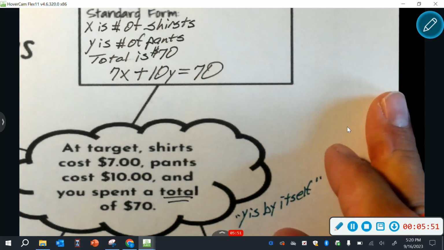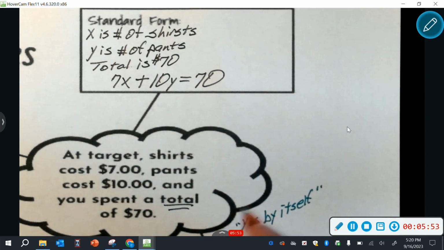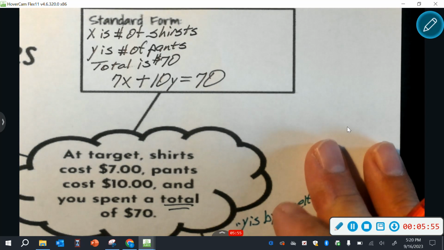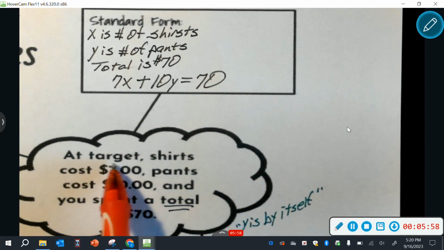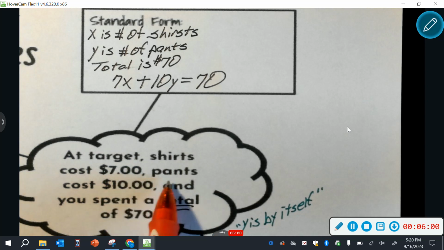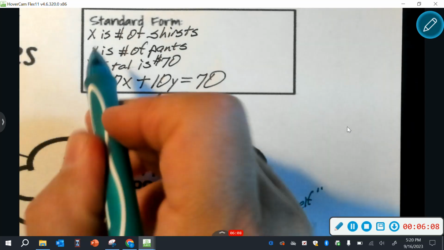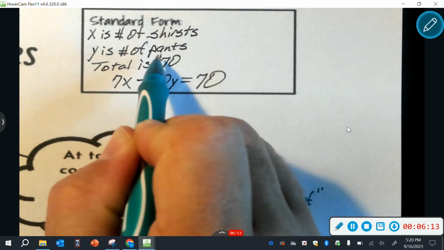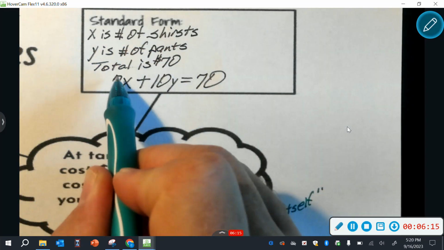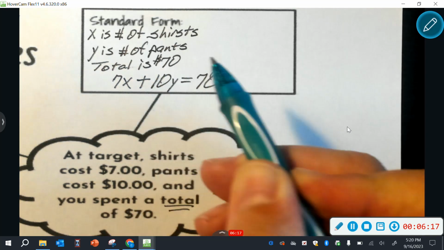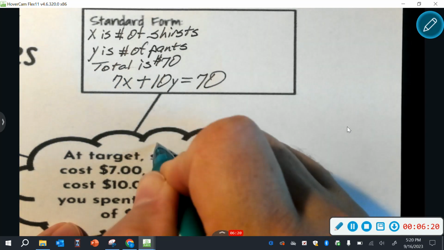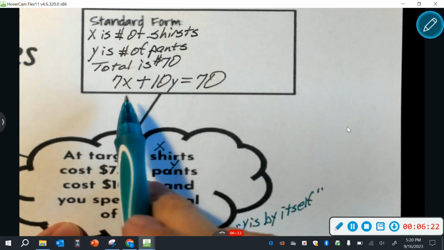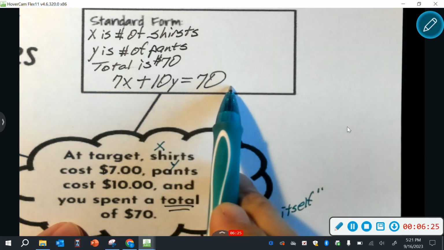Okay, so here is the next one. This is on the right side of your notes page. At Target, shirts cost $7, pants cost $10, and you spent a total of $70. So if I go up here, notice X is going to represent the number of shirts, Y is the number of pants, and the total is going to be $70. Since shirts is X and pants is Y, that's going to be 7X plus 10Y is equal to 70.